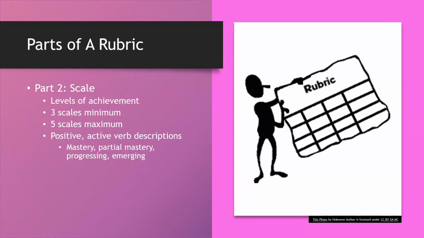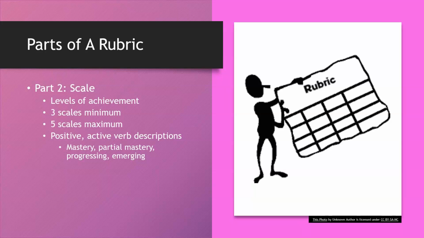Part two is the scale. And when we talk about the scale, we're talking about the levels of achievement. So this would be the levels of the criteria that they have to meet.